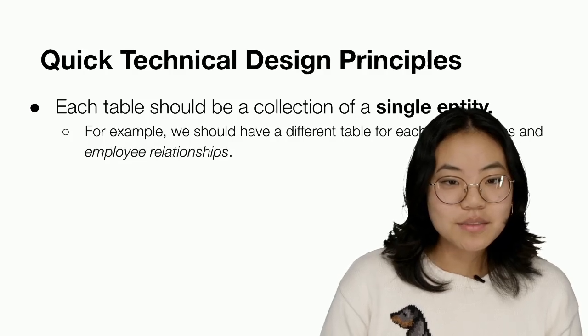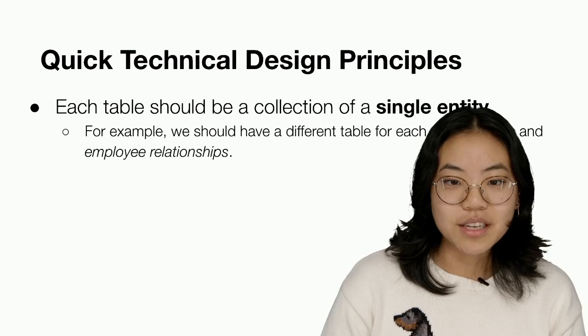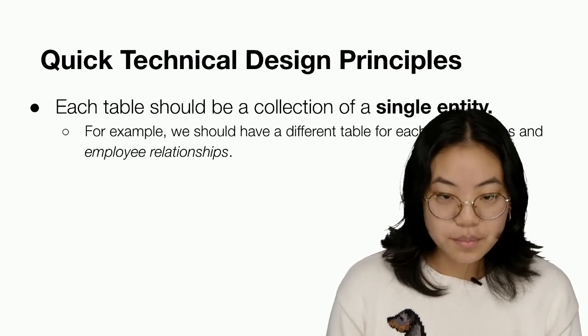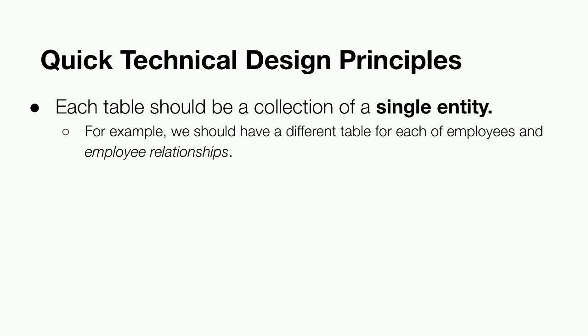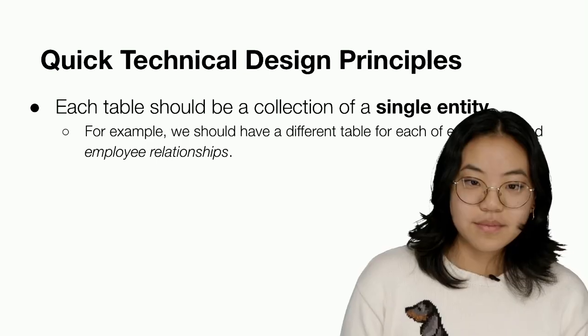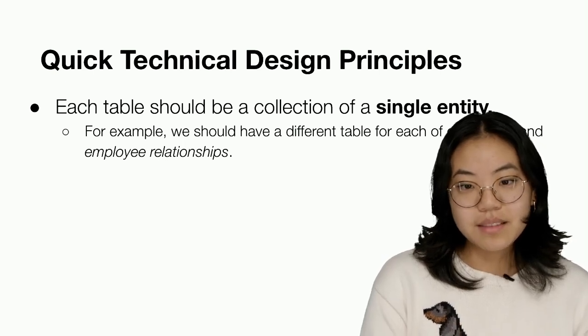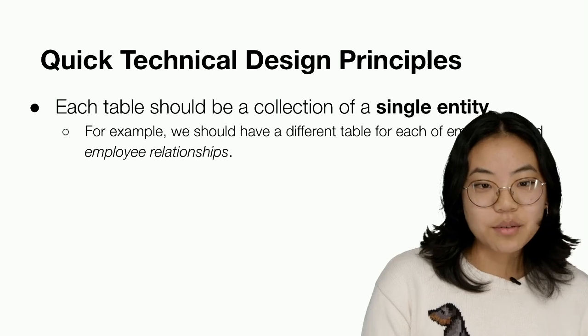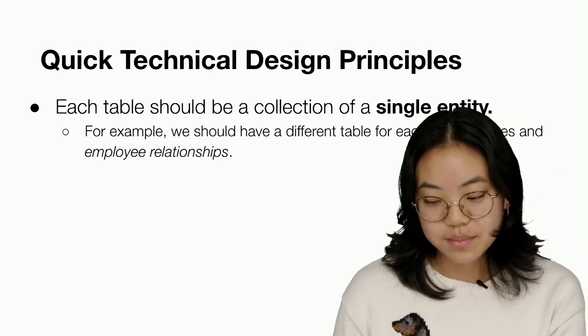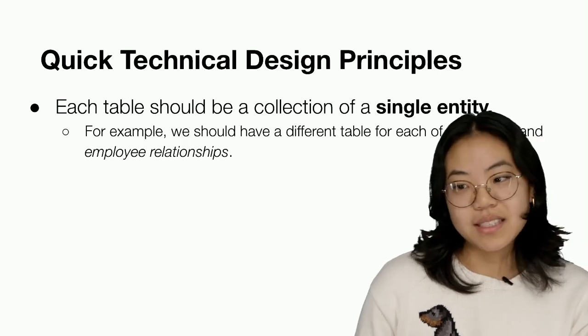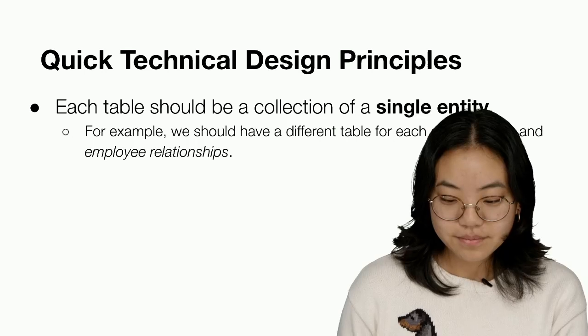So some quick design principles when you're actually creating a table that we want to build off of are, the first thing we should note is each table should be a collection of a single entity. For example, we should have a different table for each of employees and employee relationships. So in this example, employees should be a table of its own, and that should be separate from employee relationships, which we can think of as a separate entity.